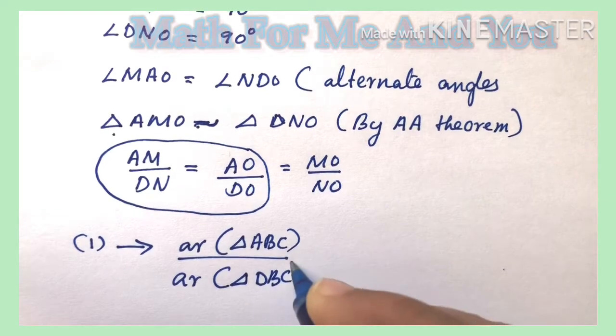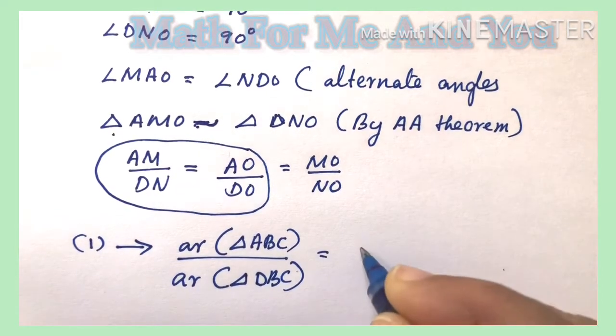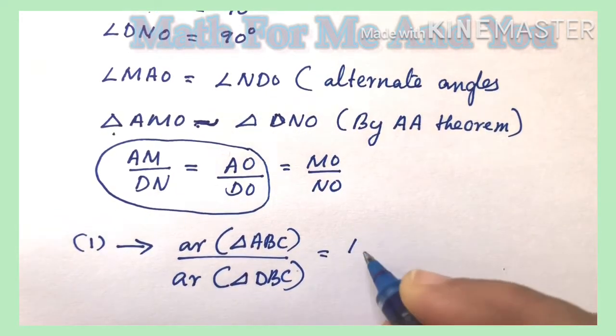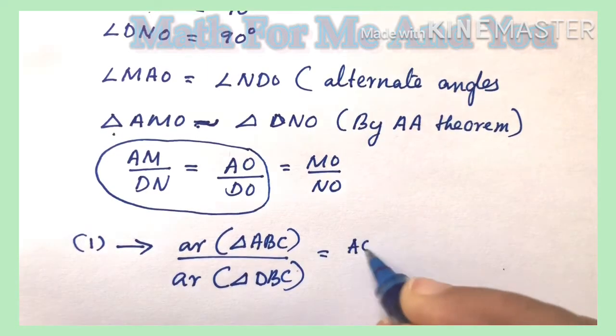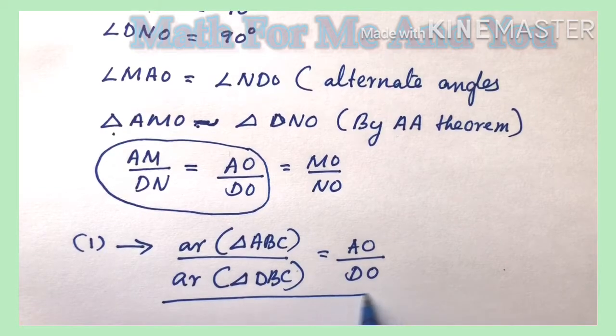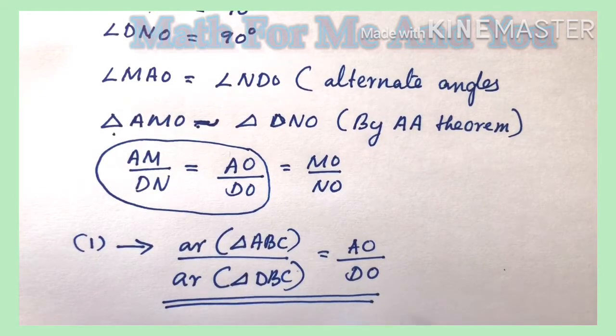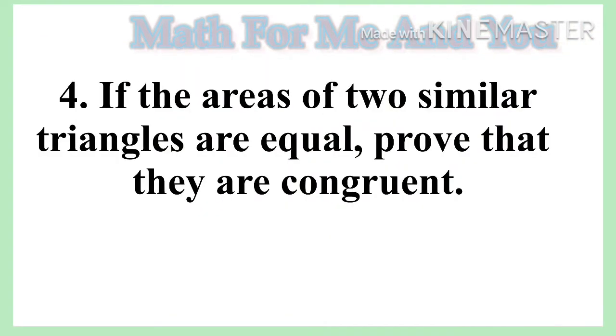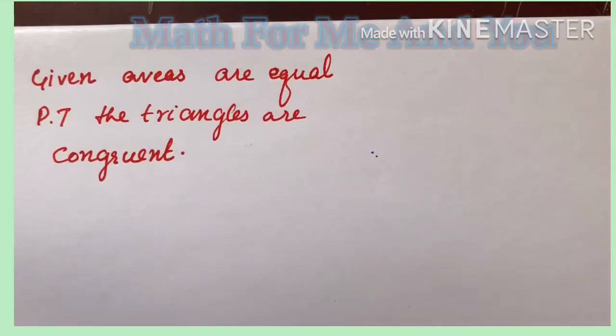That is equal to, now we can see, before it was AM by DN, and AM by DN is the same as AO by DO. Hence we have proved the given condition. Question number 4. If the areas of two similar triangles are equal, prove that they are congruent.